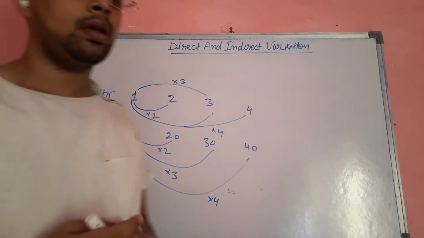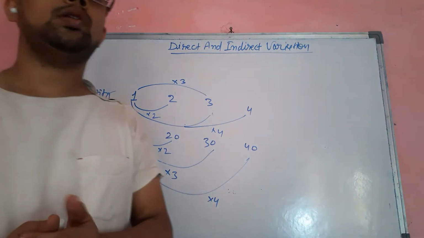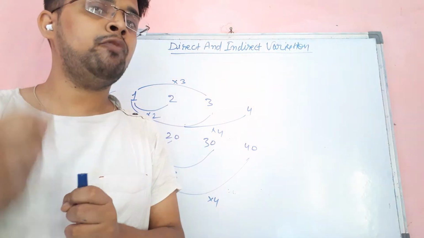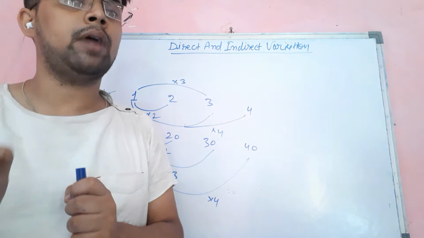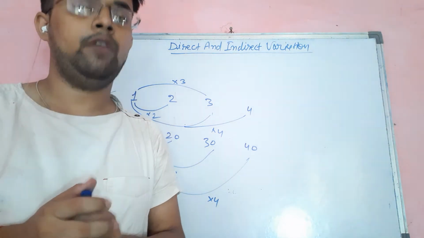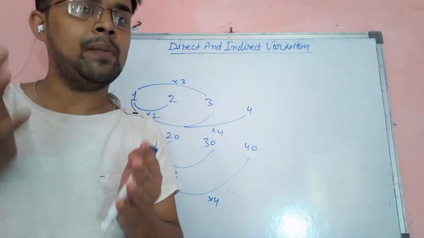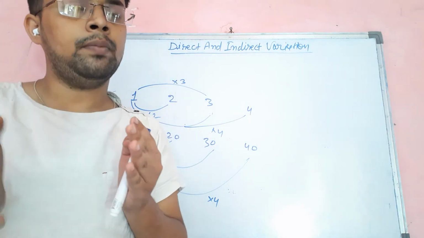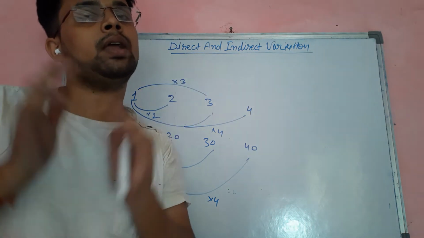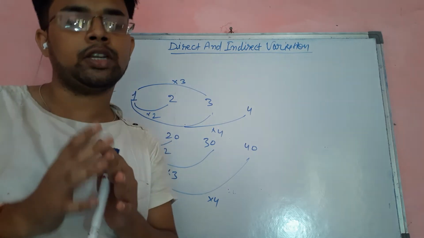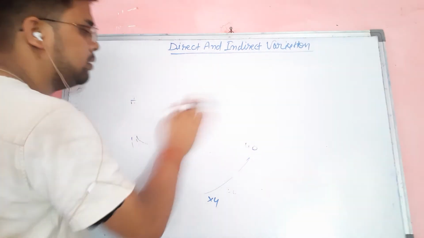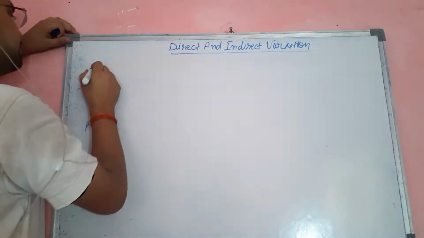Now I can write the definition of direct variation. Two quantities will be in direct variation if we increase one quantity by a certain factor, and the other quantity also increases by the same factor. If I am taking two quantities and I increase one quantity by some certain factor, and the other quantity also increases by the same factor, then we can say that both quantities are in direct variation. What is the definition of direct variation?